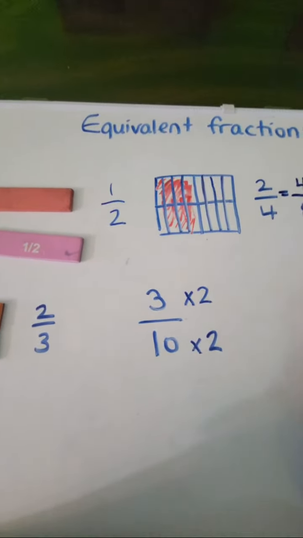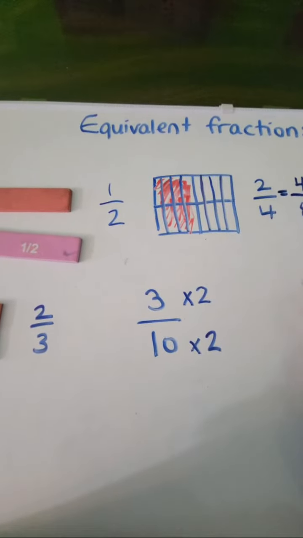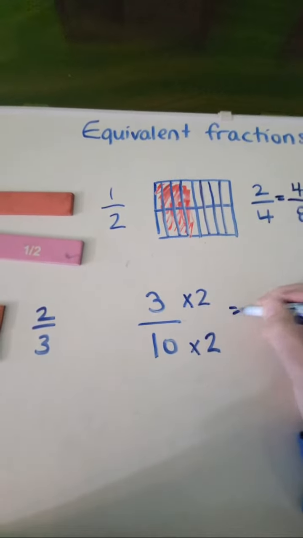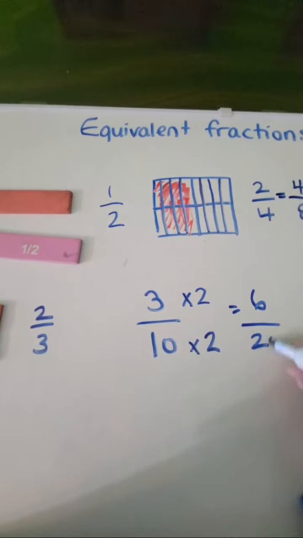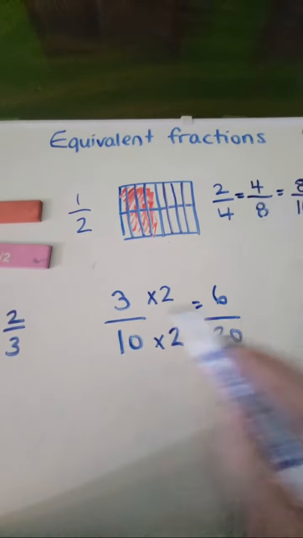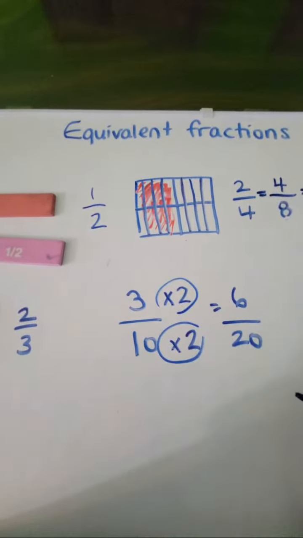So I like to start with times 2 just because it's the easiest one to do. And of course, times 10 is definitely easy as well. We got 3 times 2, which is 6. 10 times 2, which is 20. 6/20 is equivalent to 3/10 because I literally just did the same thing.